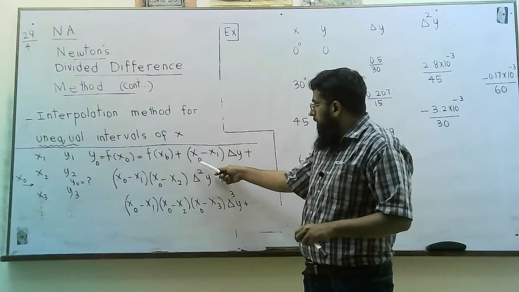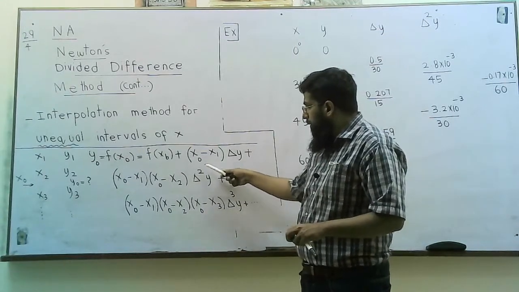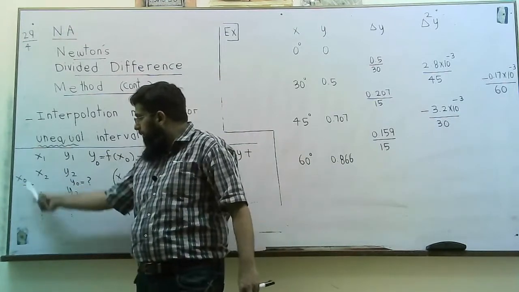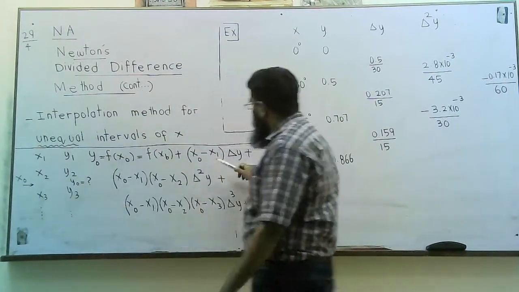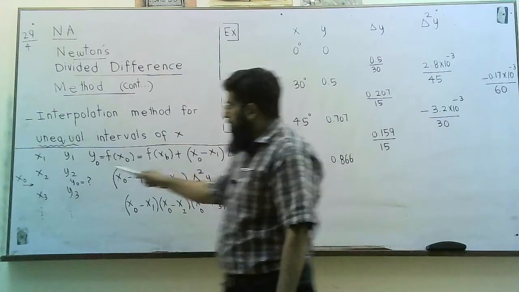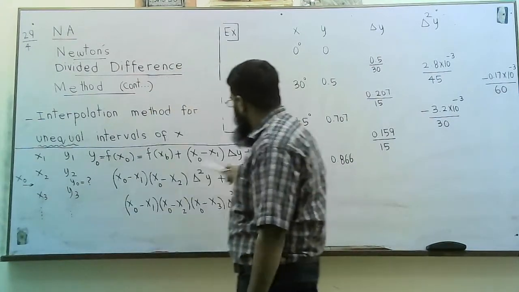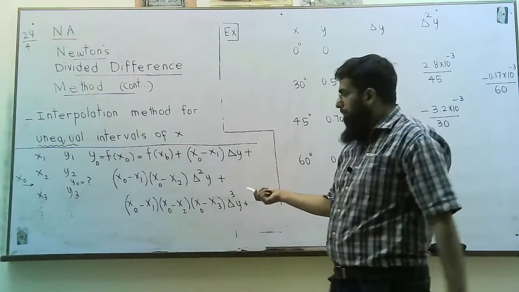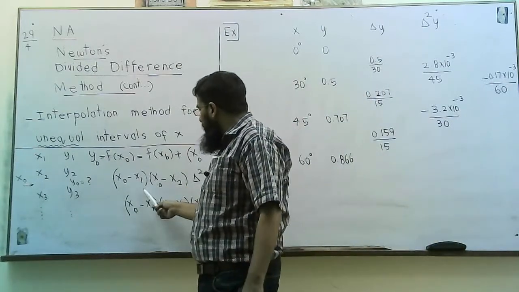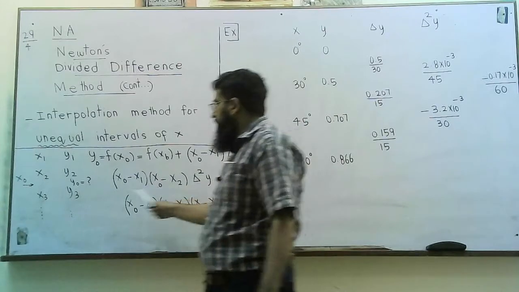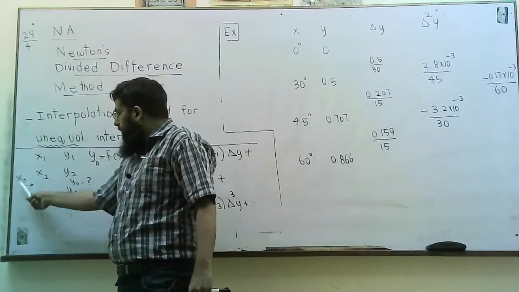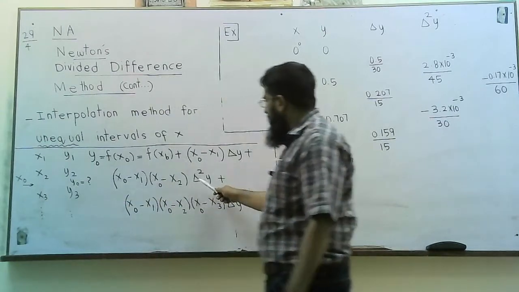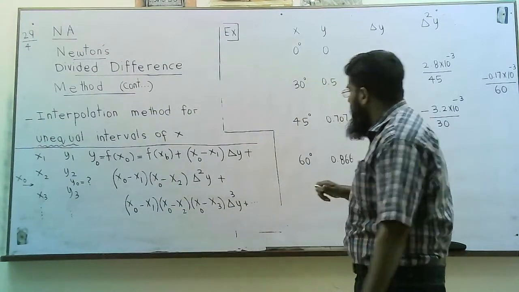Then plus x naught minus x1. x naught is the desired, given value of x that is in between the values given in the table, minus the first value of x in the table, times del y, and I'll shortly tell what is del y. And then x naught minus x1, times x naught minus x2, the value of x for which we have to compute y minus the second value of x, del squared y, and so on.